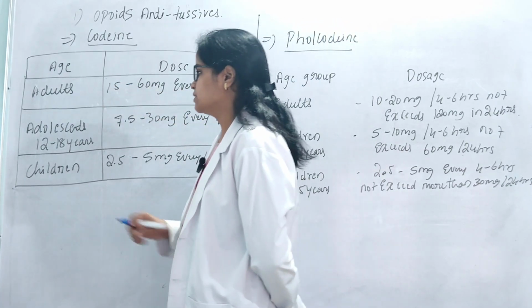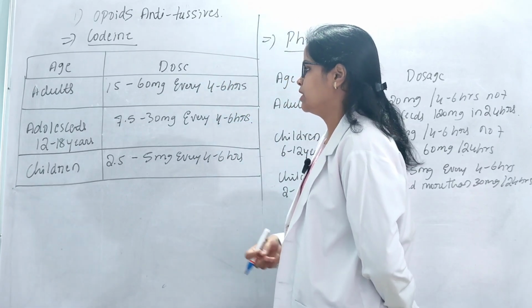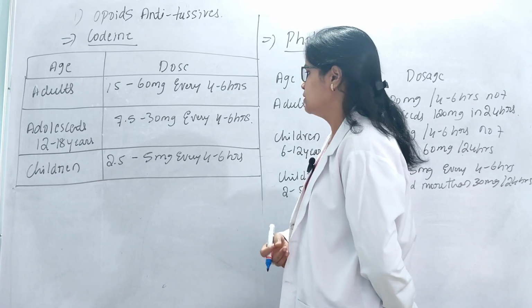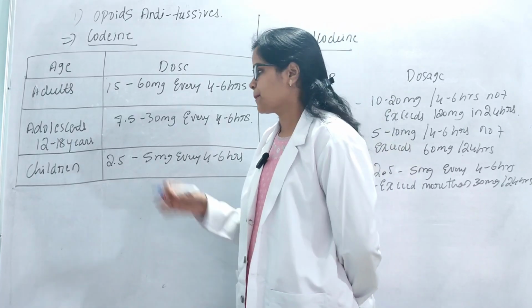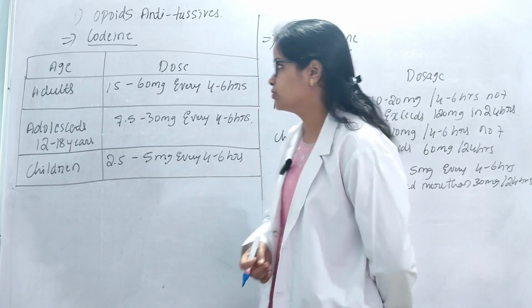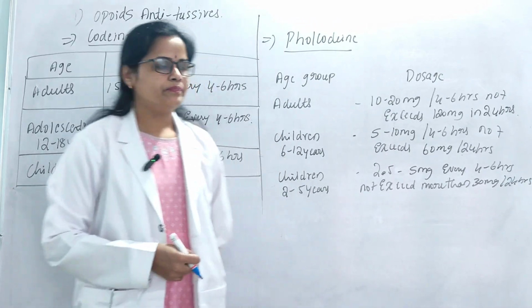Next, for adolescents 12 to 18 years, 7.5 to 30 mg every 4 to 6 hours. And for children, 2.5 mg to 5 mg every 4 to 6 hours. This is the age-wise dosage of codeine.